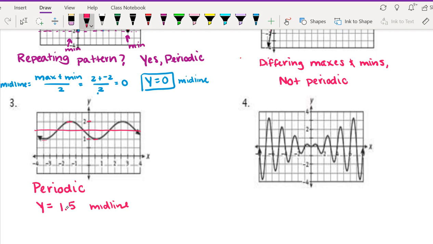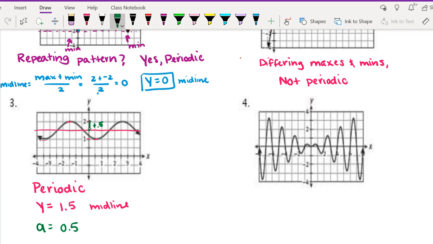And then the amplitude is the distance from the midline up or down. Usually we're going to go up, okay, just because we know it has to be positive. So in this case, because from here to here, that's traveling a half a unit, my A value is 0.5.